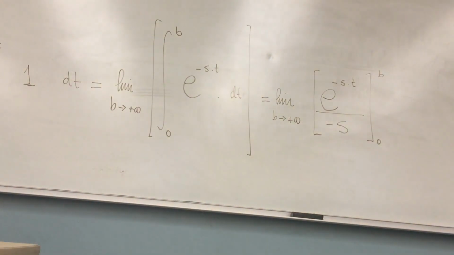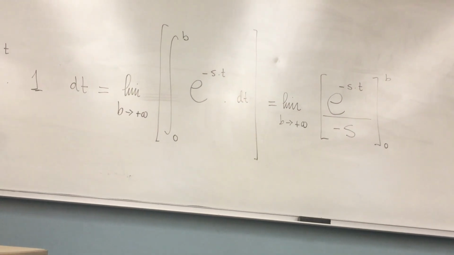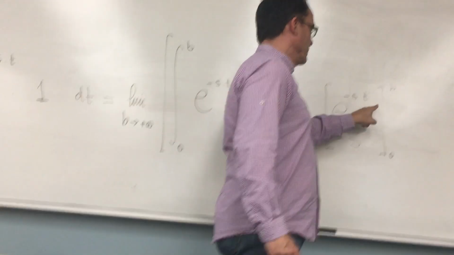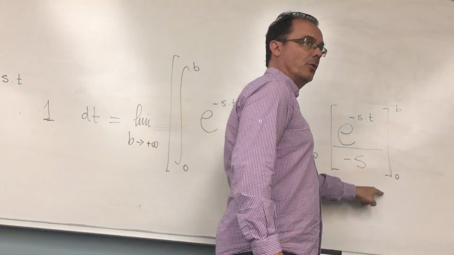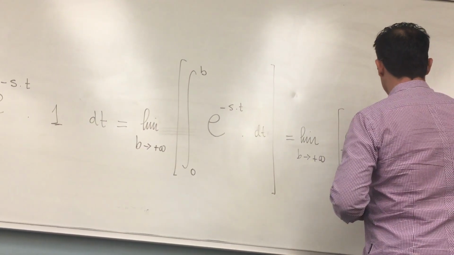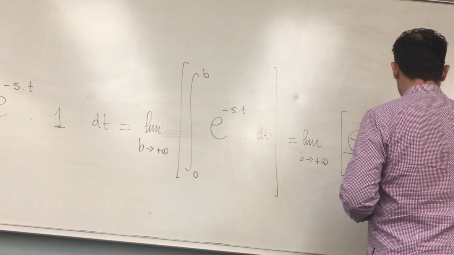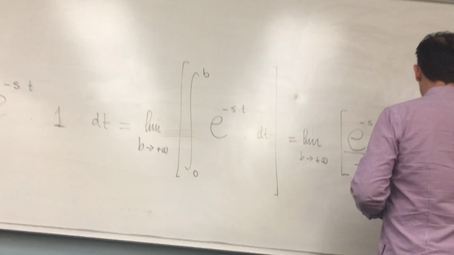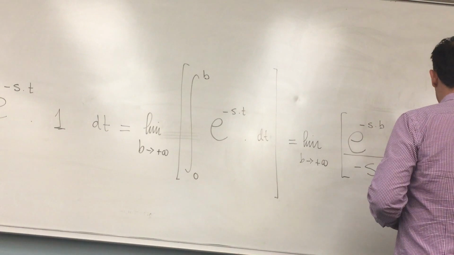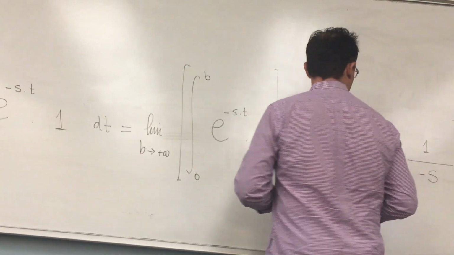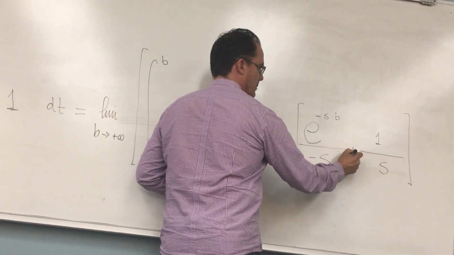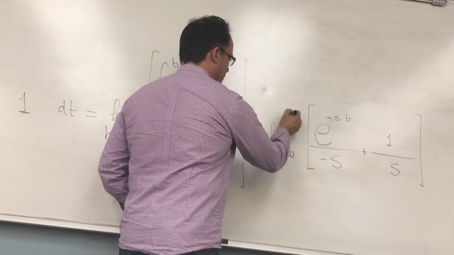Now, what's the next thing we need to do before we take the limit? You plug the values, remember? t equal to b minus t equal to 0. So what do you get? Let me just do it. At t equal to b, you get this, minus, at t equal to 0, e to the 0 is 1. Now look at this, you get two minuses, so minus, minus. And now we take the limit, right?